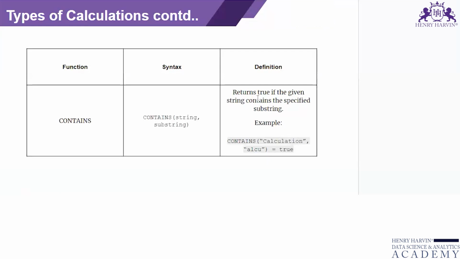Next is the contains function. The contains function basically checks if your substring is part of the string or not. So let's say I am taking HARSH as my original string, and I have a substring, let's say AR. I want to check whether AR as a substring is part of the complete string Harsh or not.